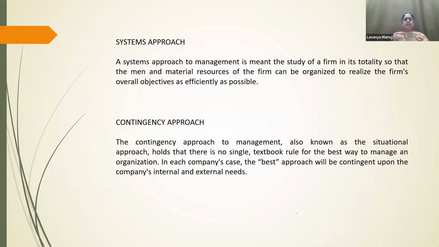In the sense, if they feel this is not a good decision, maybe we can move on to some other decision, after a week or after a month, that is also applicable. So it completely depends on the management's decision, or the leader of the organization. The leader's decision at that particular time, that is the contingency approach.